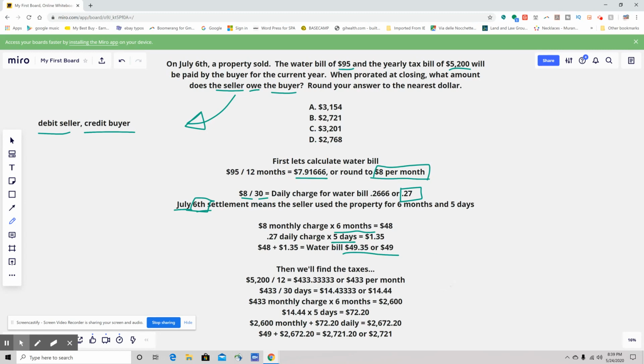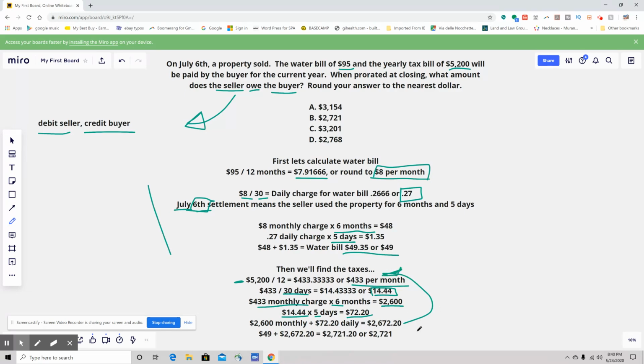Next, we're going to take the same thing we just did and roll it to the taxes. We take the gross annual taxes divided by 12, and we come up with a monthly of $433 per month. Next, we divide that by 30 days, and now we have a daily of $14.44 rounded. And we do the same exact thing. Monthly charge times 6, daily charge times 5, and we come up with $72.20. We take the $2,600 monthly and $72.20 daily and add those together to get our taxes.